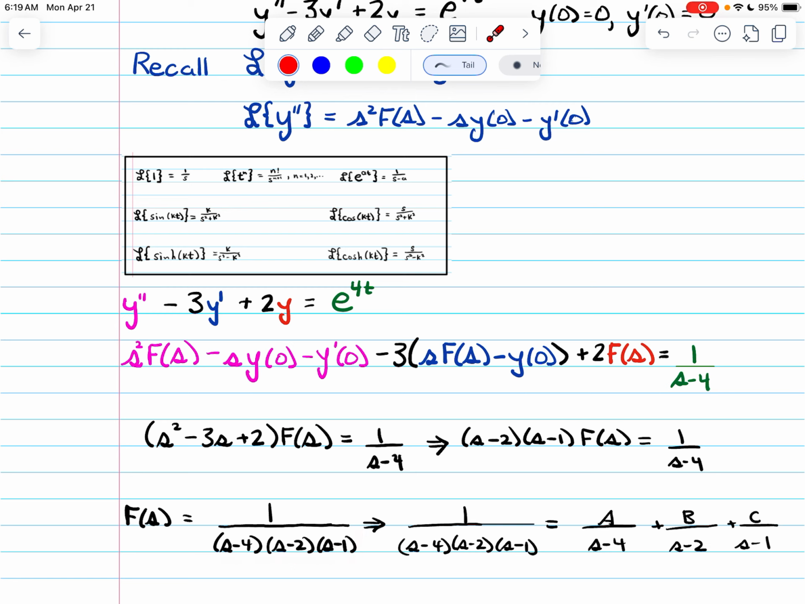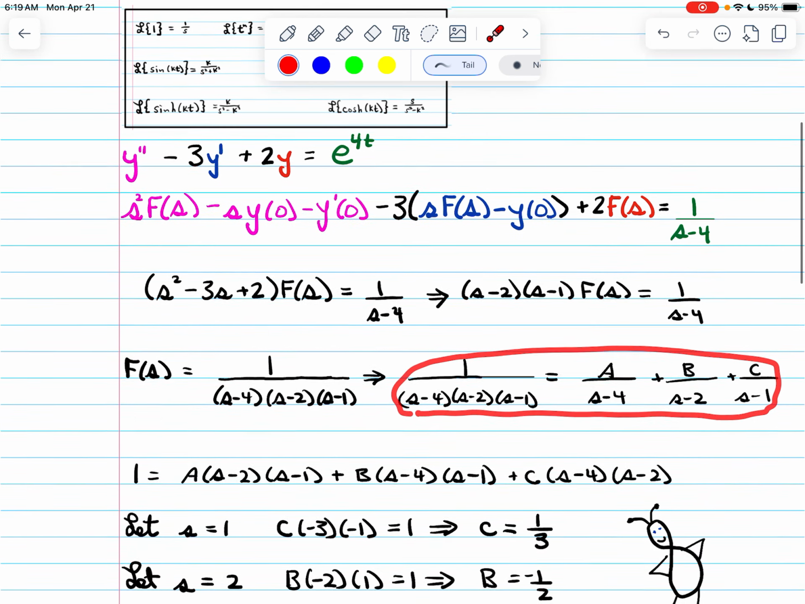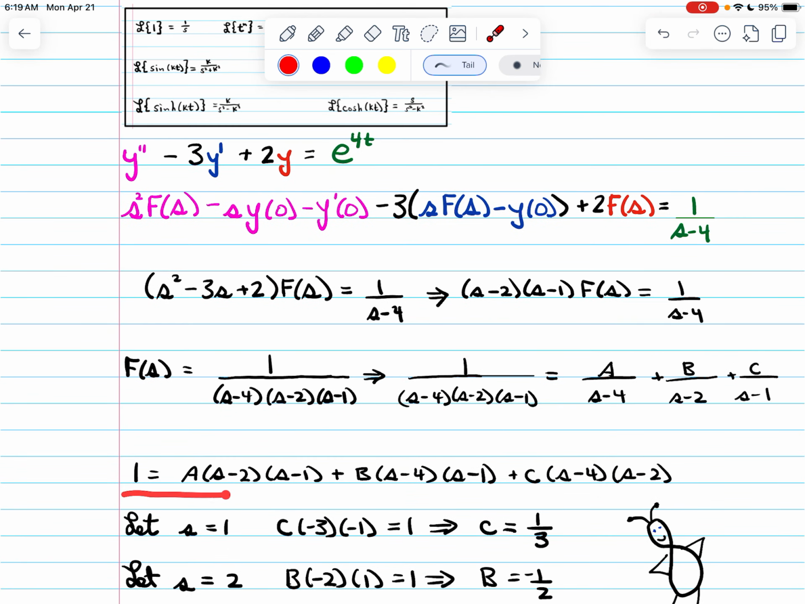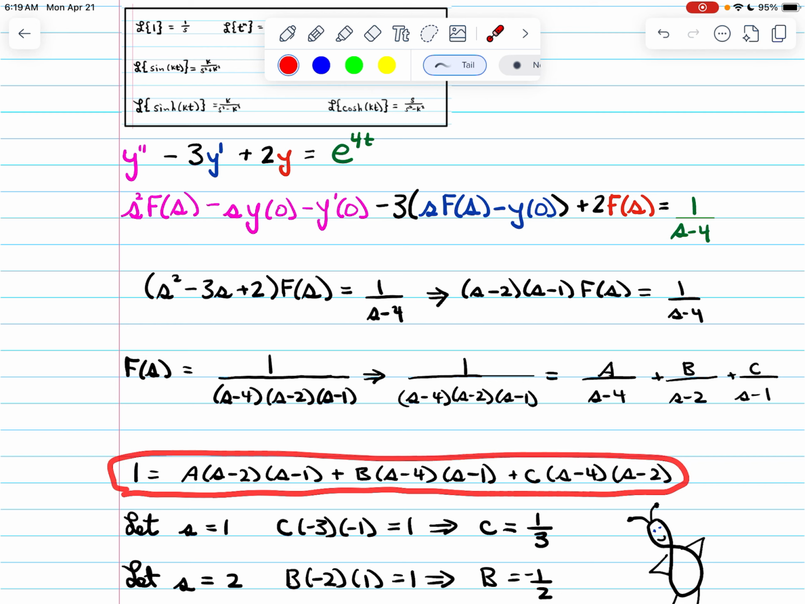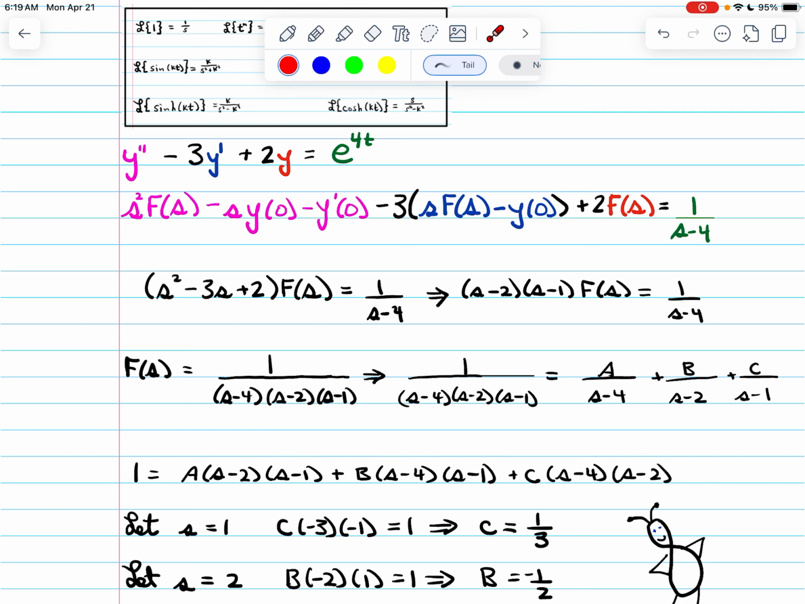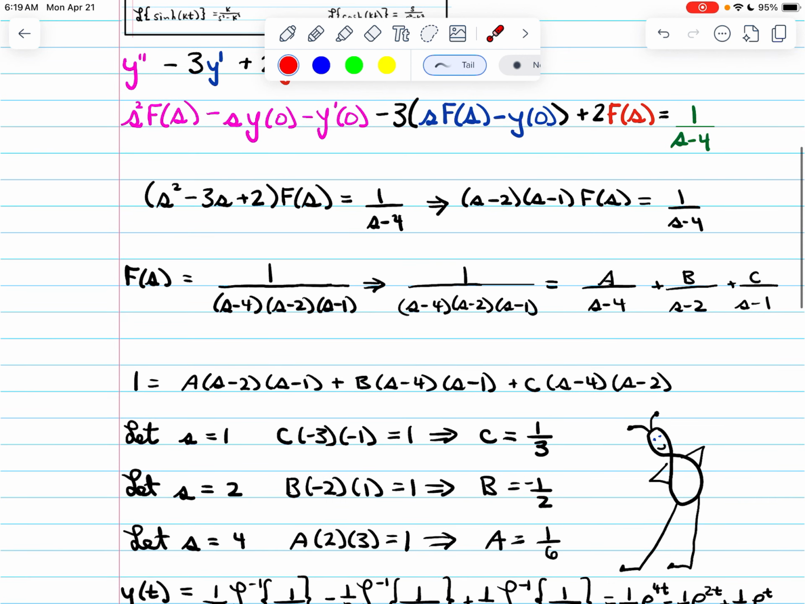Now, I need to find the inverse Laplace transform for this, so what I'm going to do is use partial fraction decomposition. So here I go. I set it up. Okay. And, going through the process, I got this. Now, here's how partial fraction decomposition works. I let s be 1, and I find that C is 1/3. I let s be 2 and find that B is negative 1/2. I let s be 4 and find that A is 1/6.